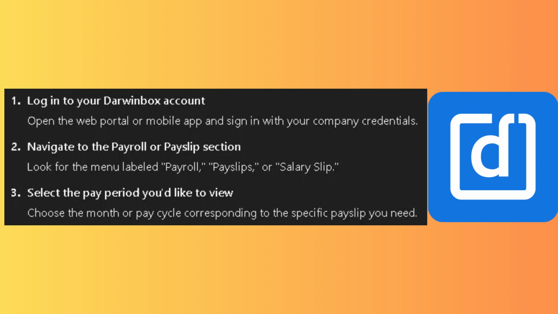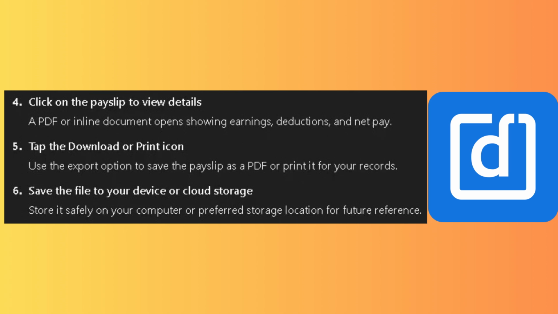Look for the menu labeled payroll, payslip or pay salary. Select the pay period you'd like to view. Choose the month or pay cycle corresponding to the specific payslip that you need. Click on the payslip to view details.